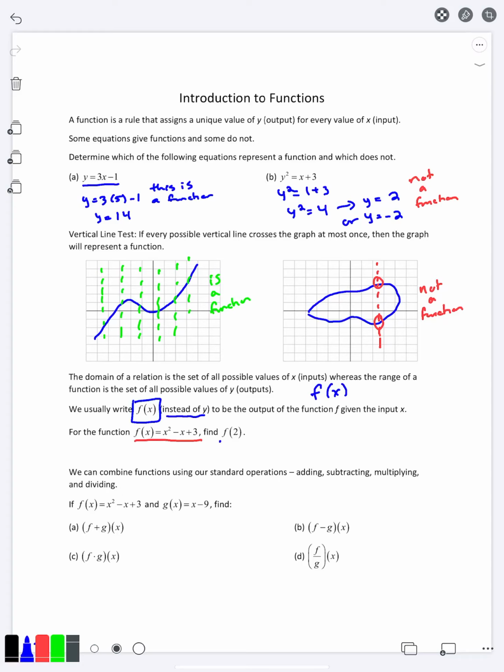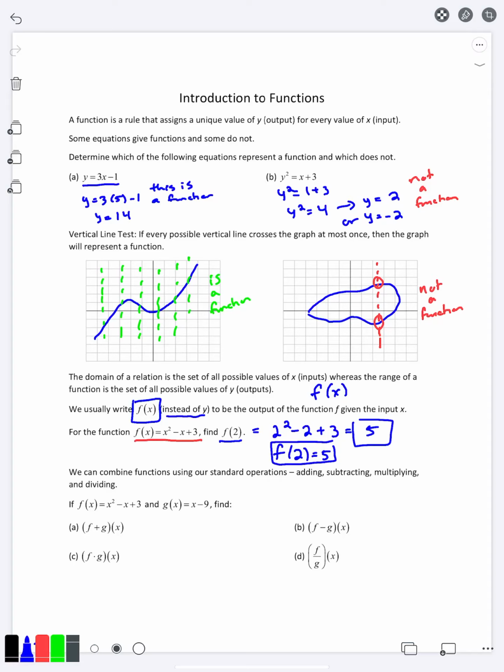So down here I'm saying I want to know what is the output of the rule which we called f when the input is the number 2. So that just means as we use our rule, everywhere we see an x, we put the number 2 into that, and then we get 4 minus 2 plus 3, which should be 5. And so that would be the number that we're looking for here, or you can write it out as f of 2 equals 5. Okay, so this is called evaluating a function at a given number, and this is how we're going to do it.